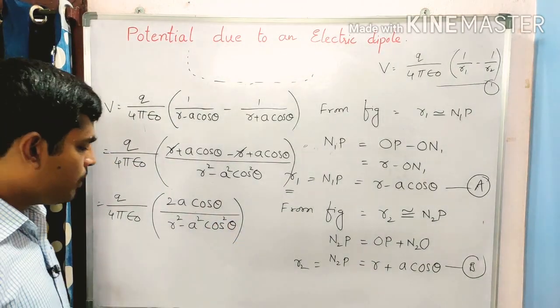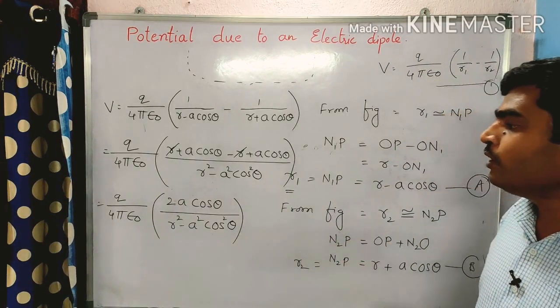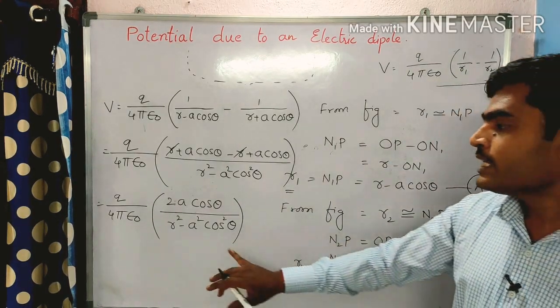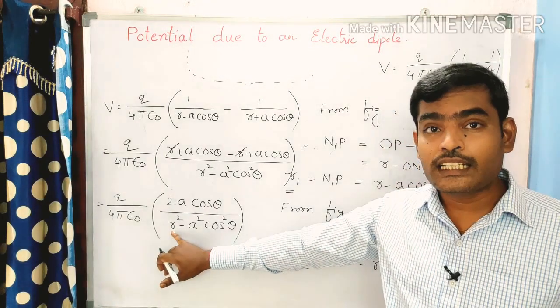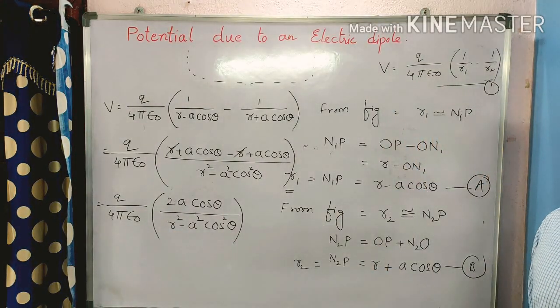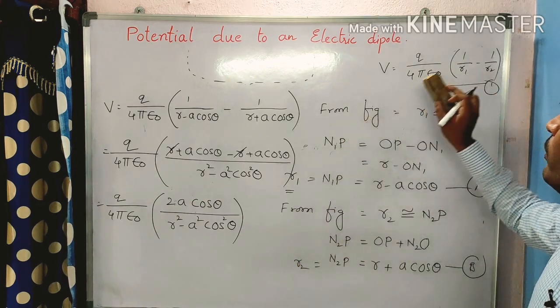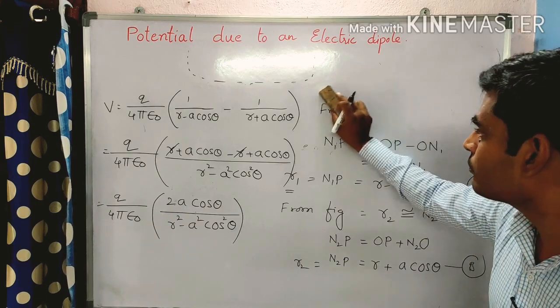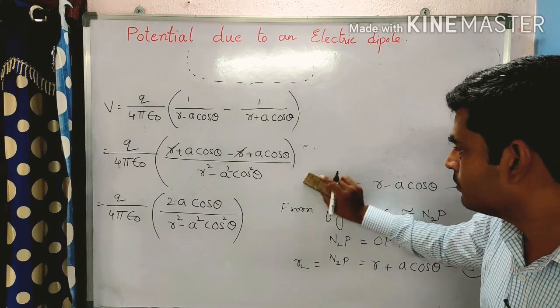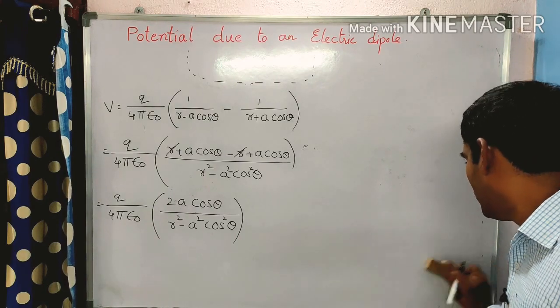In our previous chapter also, while we were discussing the chapter about dipole, there what we have done, as R value is much greater than A, we can omit A from the denominator. So here again the same thing we will do. I am rubbing this one. So if you have not written it, pause the video and note down.